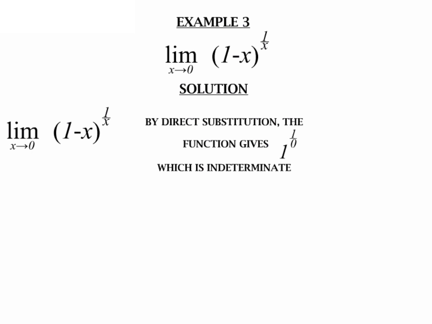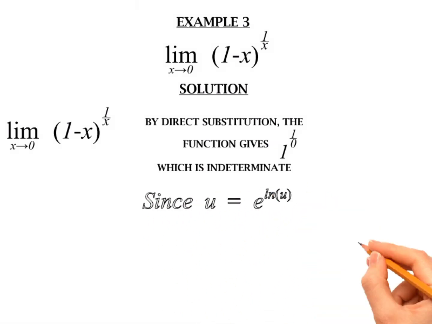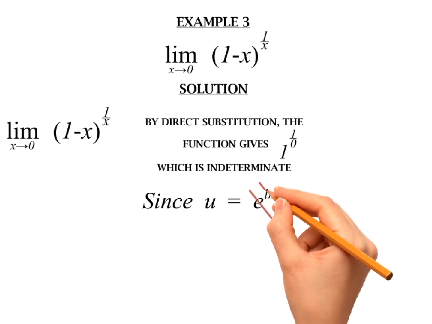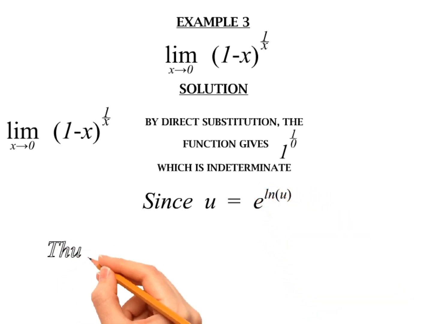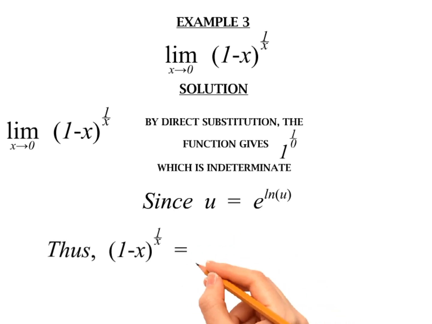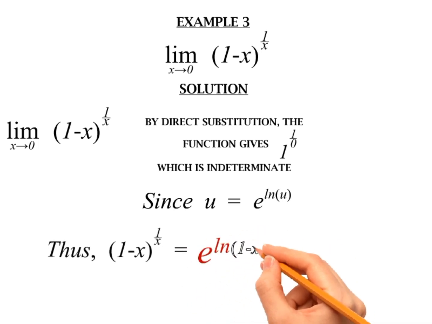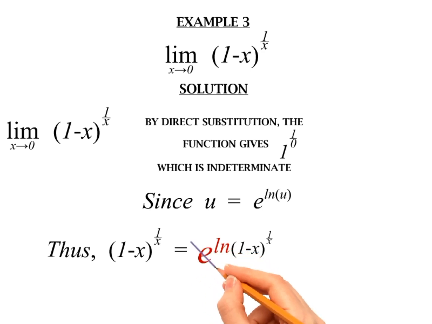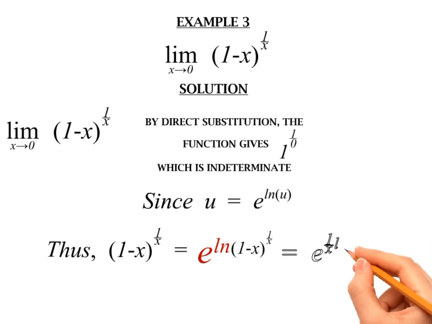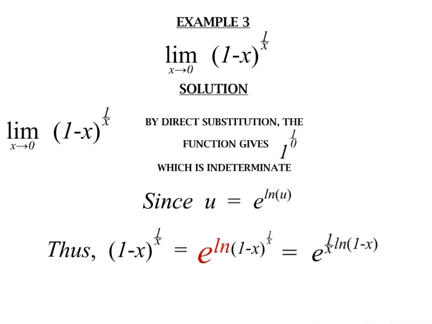To be able to use L'Hopital's rule, we need to make this function appear in a form that will give either 0 over 0, or infinity over infinity. Since u is equal to e raised to the power of ln u, the trick is to write our function this way. So, (1 minus x) raised to the power of 1 over x is the same as e raised to the power of ln of (1 minus x) raised to the power of 1 over x. By concentrating on the power, we see that 1 over x will come to the front of ln of (1 minus x), from the law of logarithms. This can be modified to give e raised to the power of ln of (1 minus x) over x.